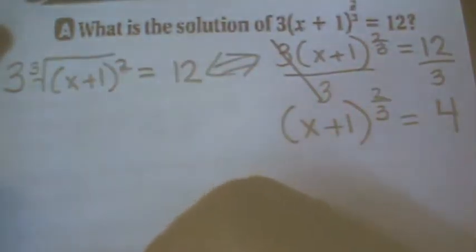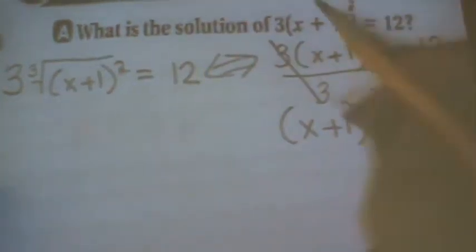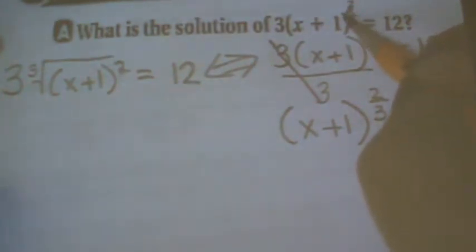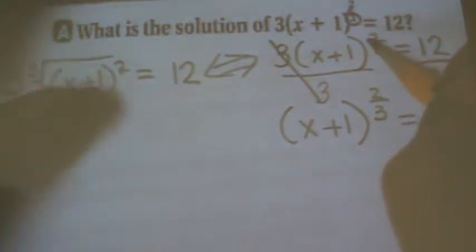Nobody said anything. This should be the cube root of (x plus 1) squared. I wrote that wrong. What is the index on this problem? What is it? Louder. 3. It's a 3. The denominator is the index.